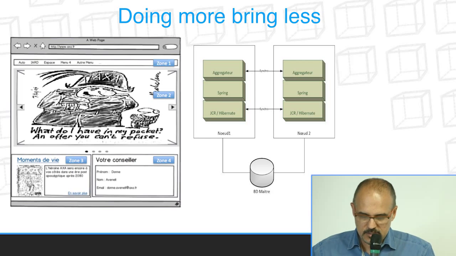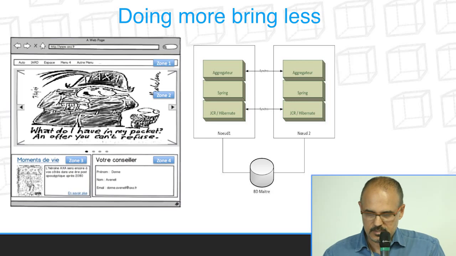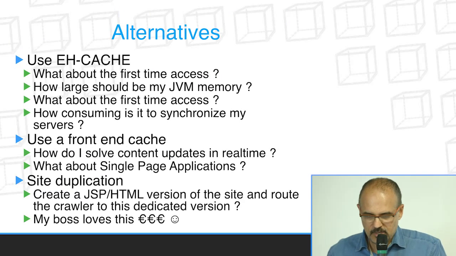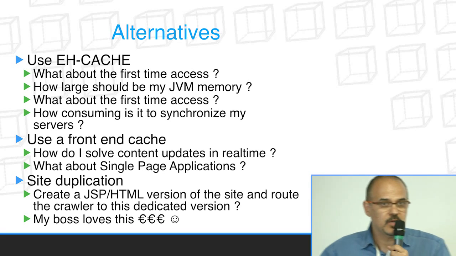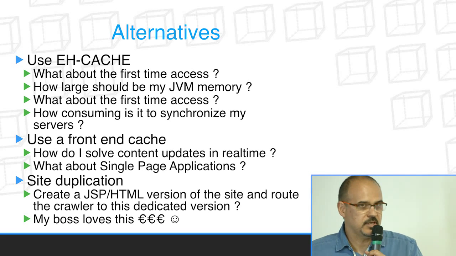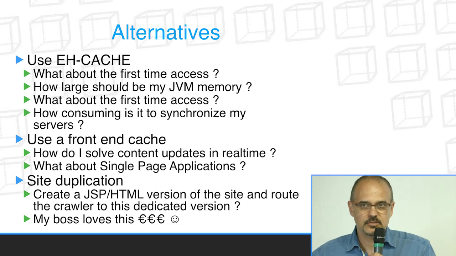How do we handle it? How does it work? First answer we had is, okay, let's use EH-cache. You know that EH-cache is a standard in Jahia. The first problem is that it doesn't solve the first time access.